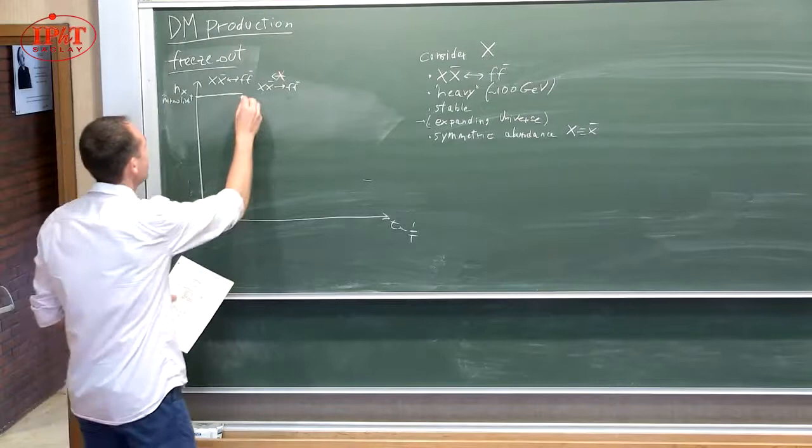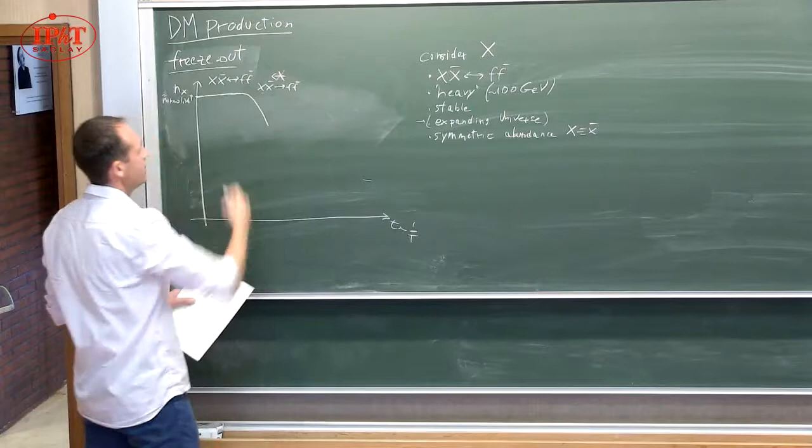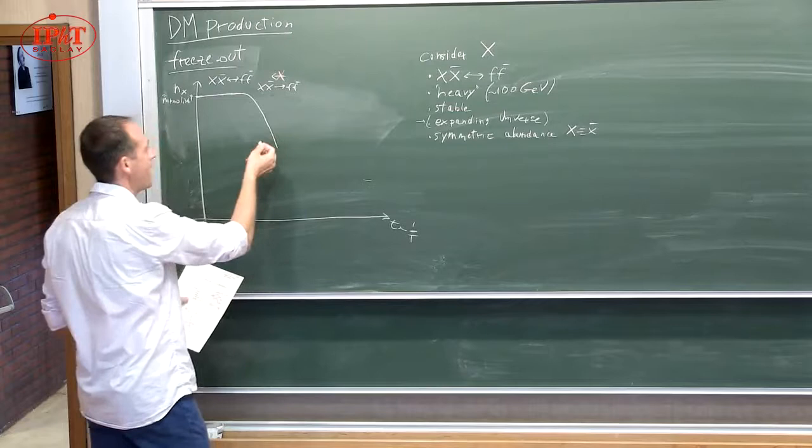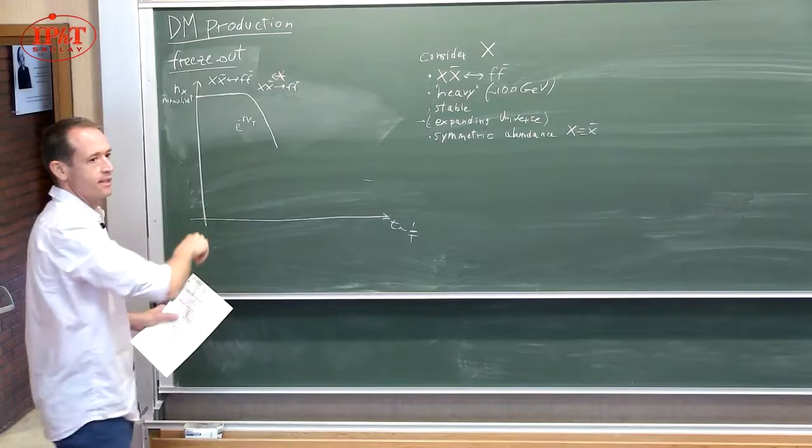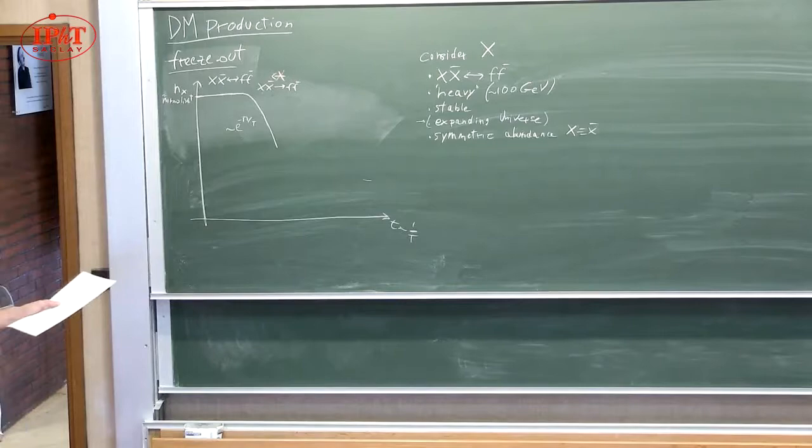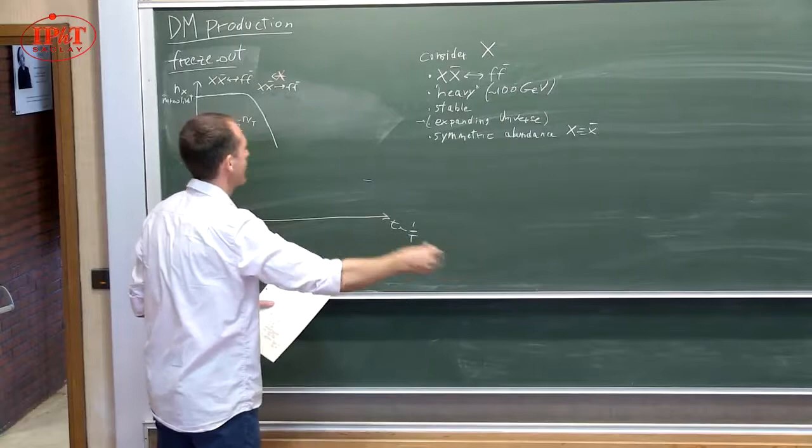So at that point, the abundance decreases naturally, because annihilations are still active, but inverse reactions are not, following an exponential decline, which is proportional to e to the minus mass of the dark matter particle divided by the temperature, as a standard Boltzmann suppression term. So here I'm using the fact, indeed, that this is a heavy particle, and as the universe expands, the temperature cools down, the universe cools down, and the energy is not sufficient any longer.